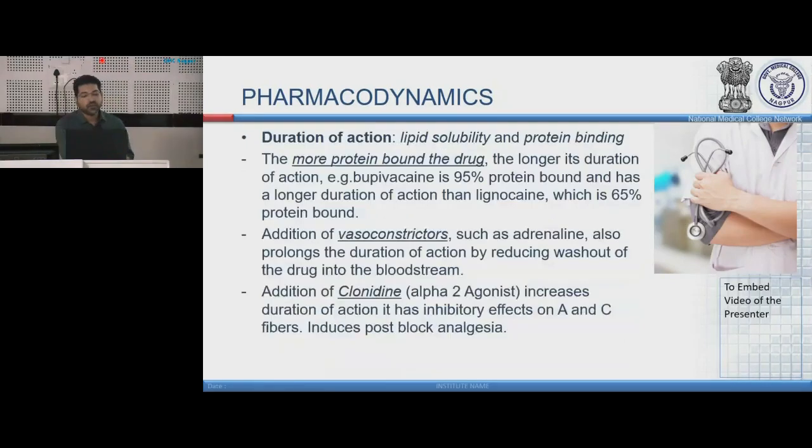Duration of action mostly depends on protein binding. The more protein bound the drug, the longer will be the duration of action. An example is bupivacaine, which is 95% protein bound and has a longer duration of action than lignocaine, which is 65 to 70% protein bound. Addition of a vasoconstrictor such as adrenaline also prolongs the duration of action by reducing washout of the drug into the systemic circulation. Addition of clonidine increases the duration of action. It has an inhibitory effect on A and C fibers.